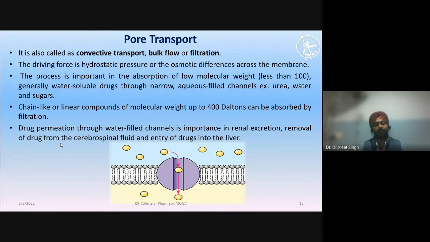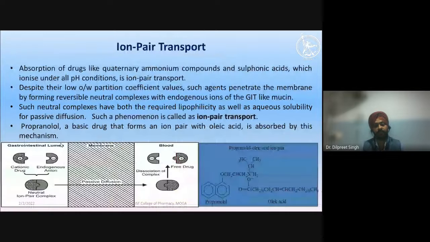So, it is helpful to improve the absorption of many water soluble or hydrophilic molecules having a molecular weight up to 400 daltons, which exert a good absorption profile. In ion pair transport, drugs like the quaternary ammonium compounds and the sulfonic acids, which are ionized under all pH conditions, are basically absorbed through ion pair transport.